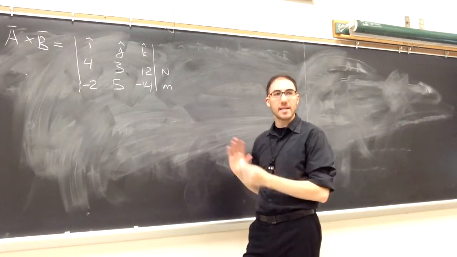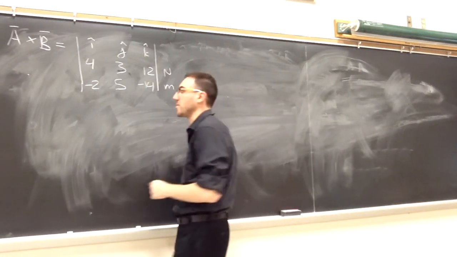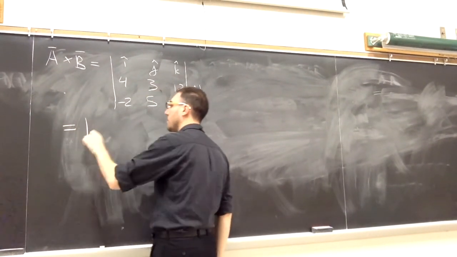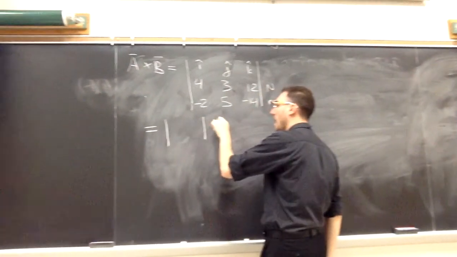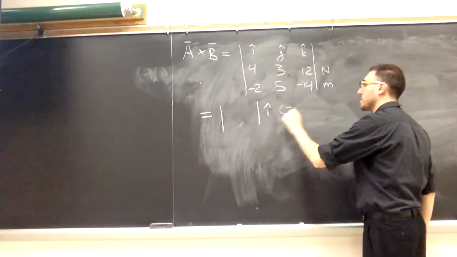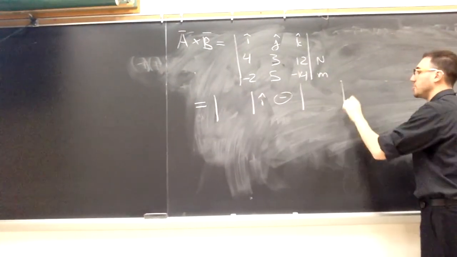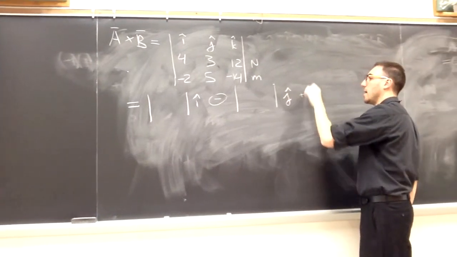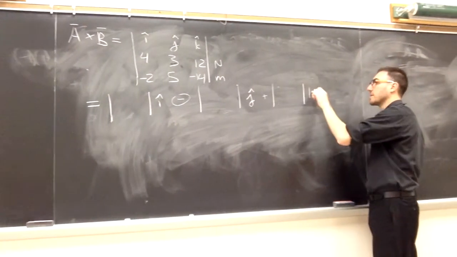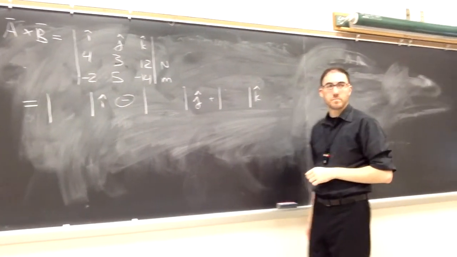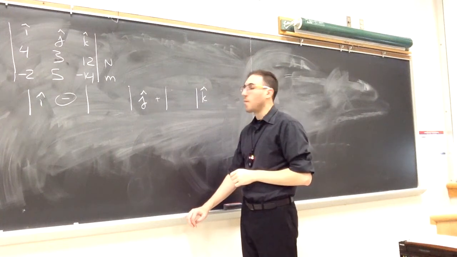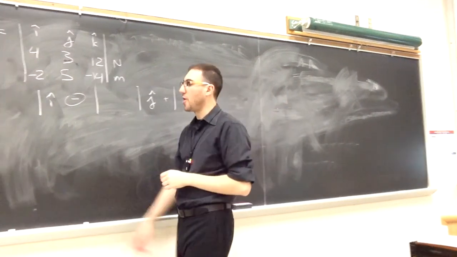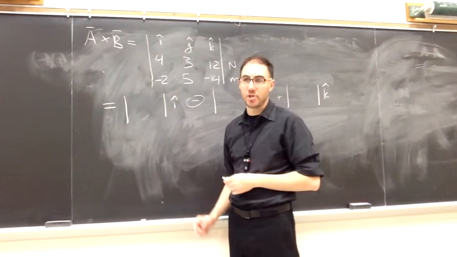Now we can expand that into its cofactors. So it will be a cofactor times i, minus a cofactor times j, plus a cofactor times k. So we have to determine what to put into these cofactors. What are these 2 by 2 determinants?